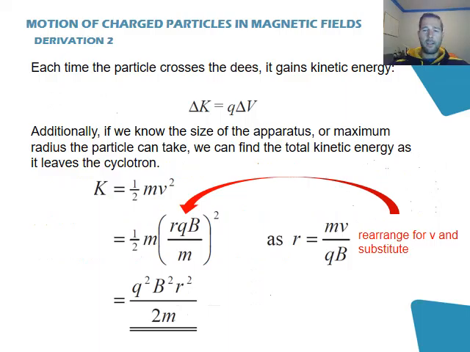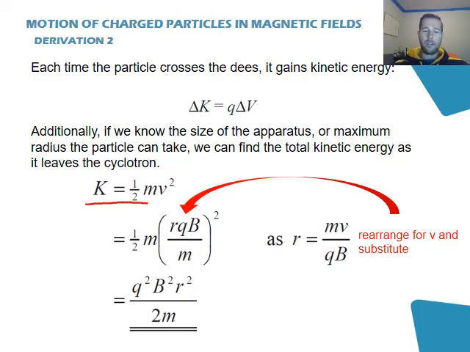Now we're going to look at another derivation. Each time the particle crosses the separation space between the D's, where the electric field is, it accelerates and gains kinetic energy. This is given by the equation delta K equals q delta V, where q is the charge of the particle and V is the potential difference across the D's. If we know the size of the apparatus, or the maximum radius that the particle can take in the cyclotron, we can find the total kinetic energy as it leaves the cyclotron.